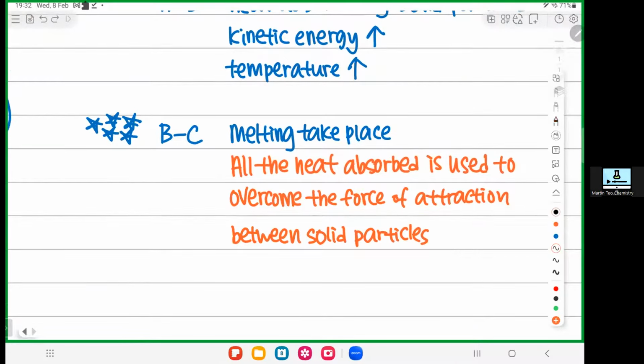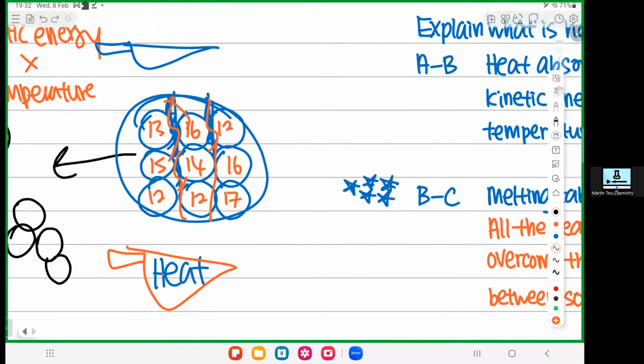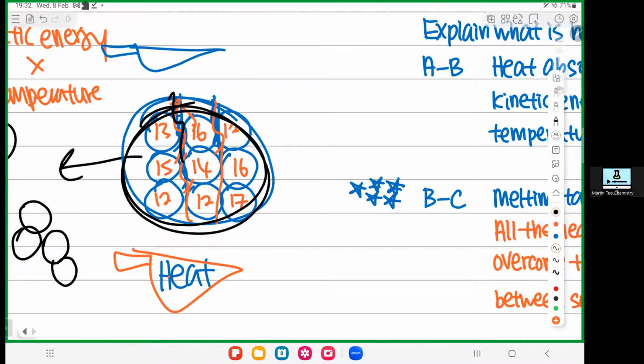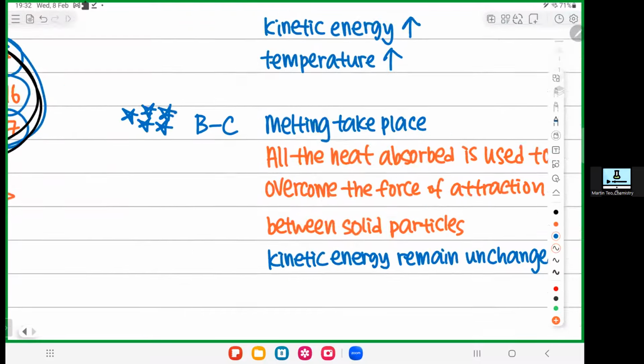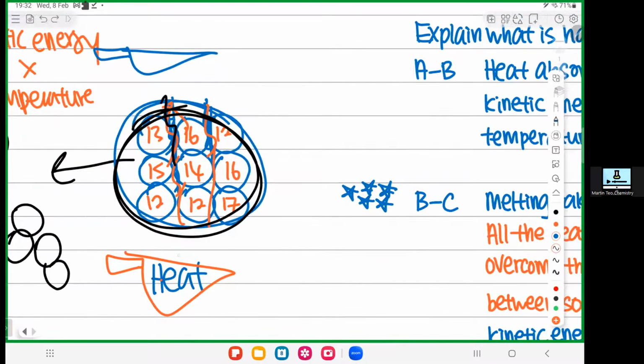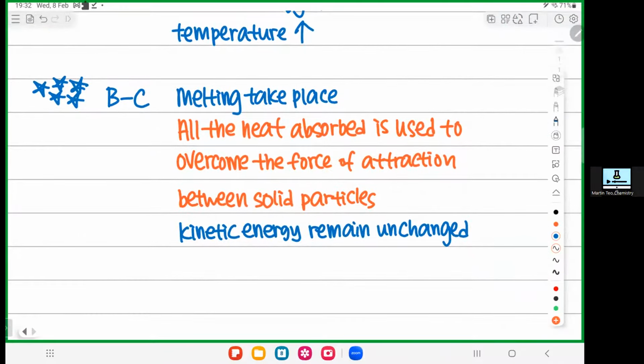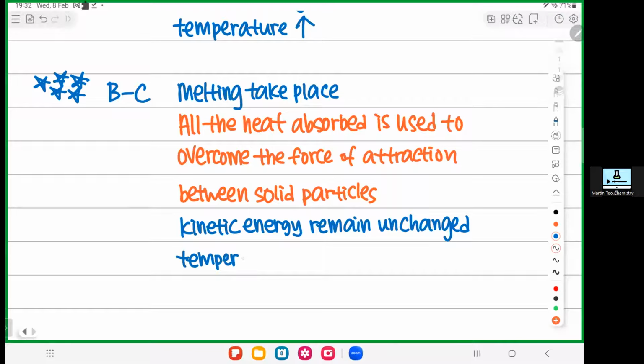Okay, so that's it. When all the heat you absorb is used here, all the particles here, their kinetic energy remains unchanged, because no heat goes inside the particle. The heat comes to here to break the bond. So when kinetic energy has no change, temperature also has no change. That's why the temperature never changes during the melting and boiling process.